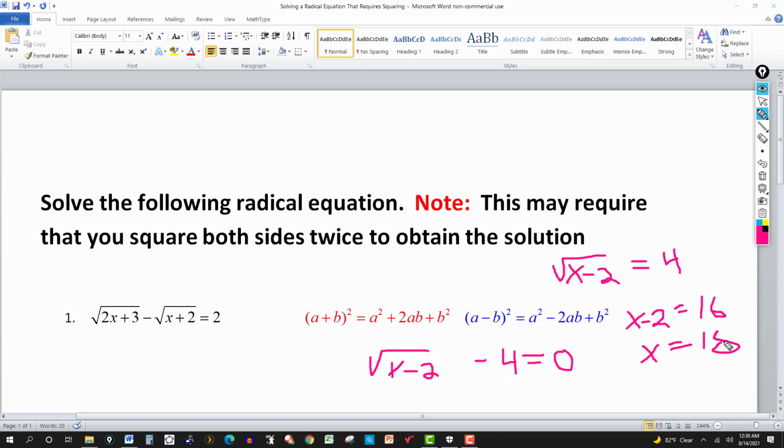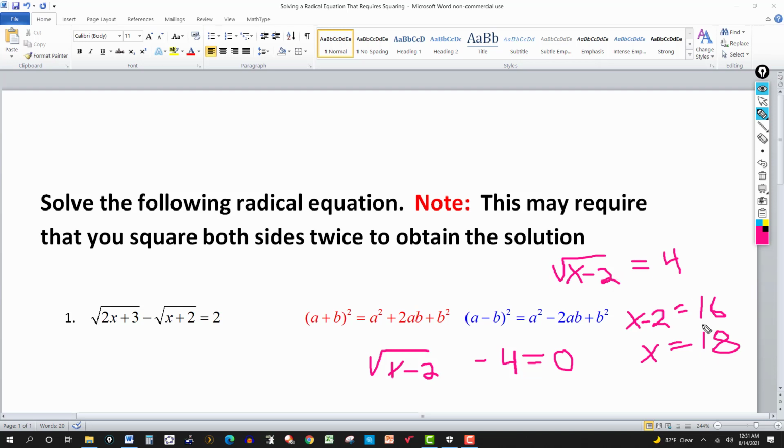Now it's very important that you check your solution, because when you square both sides, that gives you the possibility of extraneous roots. So in other words, you can get solutions that will work for the squared equation, but not for the original equation. Now this one works. Put 18 there where the x is. 18 minus 2 is 16. The square root of 16 equals 4.